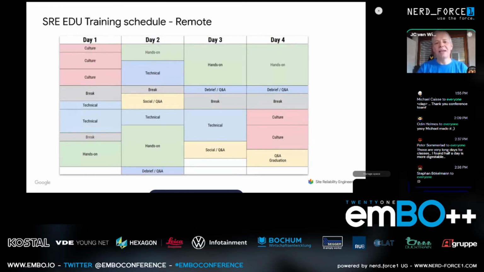So no, I haven't climbed the Mont Blanc, but this is one of the exercises that we do to create a little bit of fun, but also having the people learn a little bit about each other.